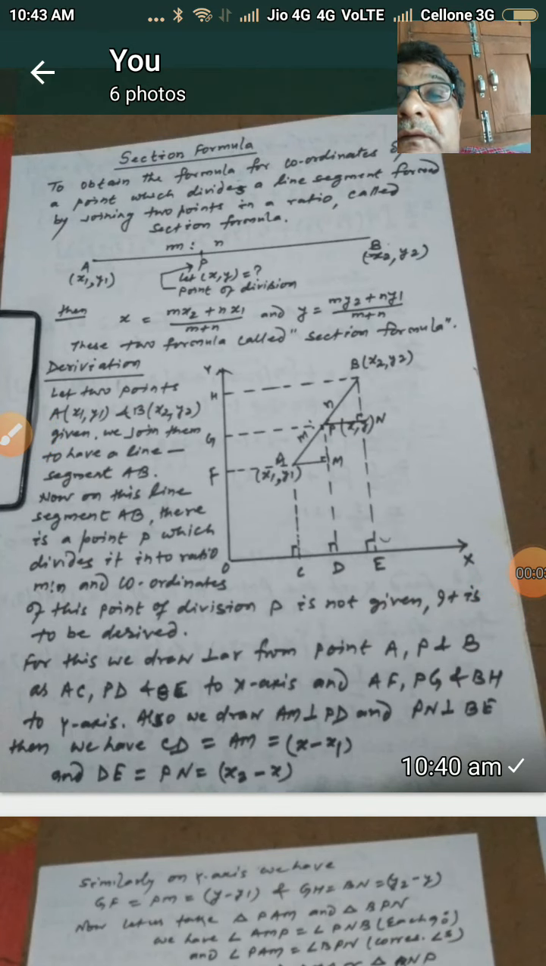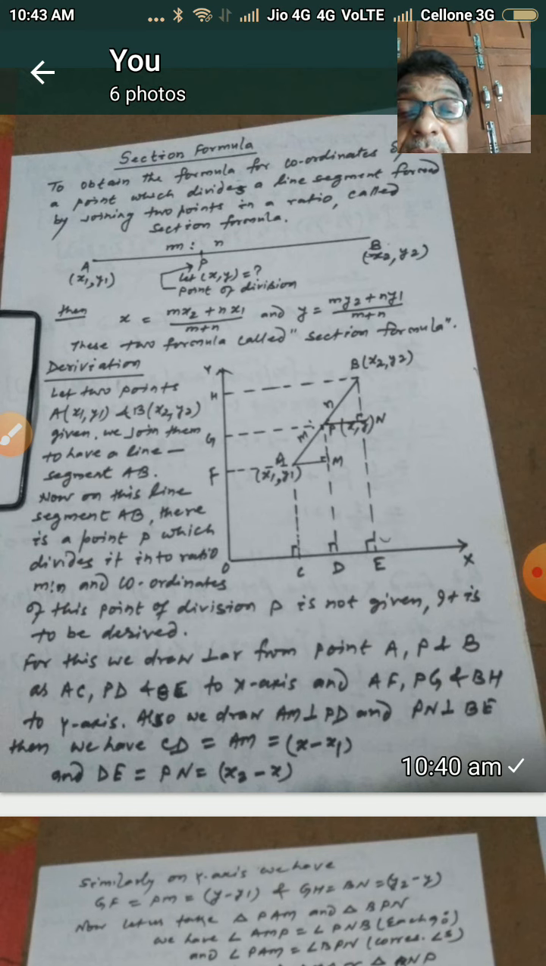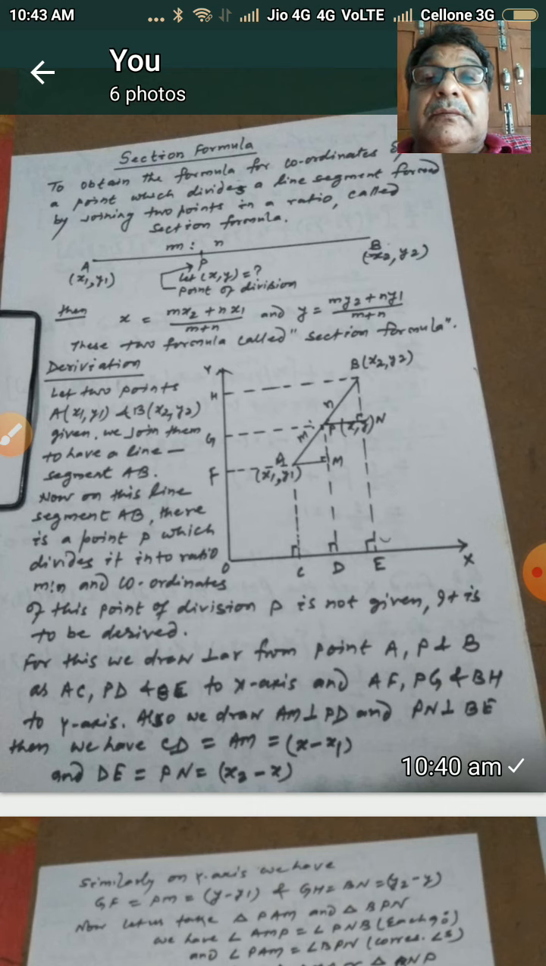In this session, the topic is the section formula under coordinate geometry for class 10. So let us introduce this topic. What is the section formula? The formula for finding the coordinates of a point which divides a line segment joining two points in a given ratio m is to n is called the section formula.